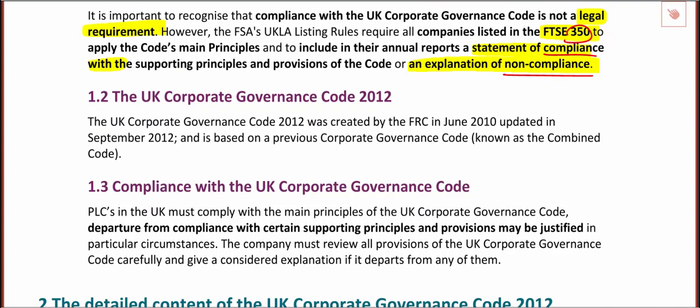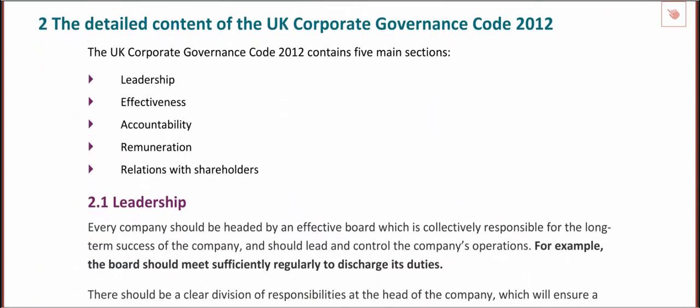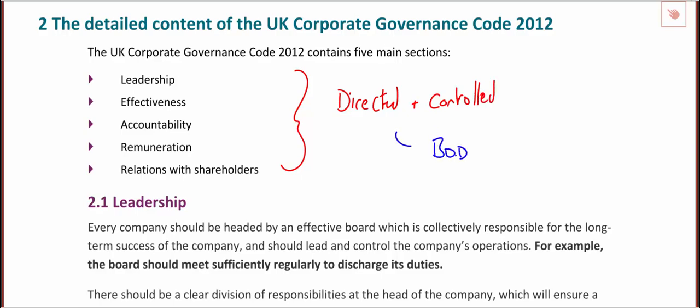Okay, so the UK Corporate Governance Code then, down in section 2, identified five main areas that a business should consider when thinking about how it's directed and controlled. So remember, in the back of our minds, we're still thinking about the way in which a business is directed and controlled. Okay, so these are the things we need to consider. Remember, that's focusing on the board of directors. Okay, so the five areas: leadership, effectiveness, accountability, remuneration, and relations with shareholders.